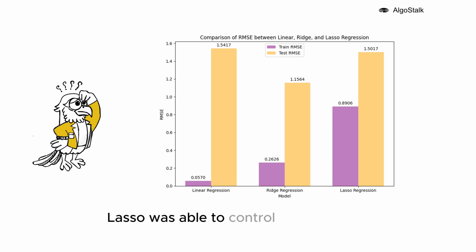Lasso was able to control overfitting by eliminating unnecessary suspects, unlike linear regression, which allowed too much noise to interfere with the case. These results reveal a crucial lesson. Lasso can be more efficient when we have many irrelevant suspects to eliminate. However, in this scenario, Ridge proved to be the superior method since the relationships between the suspects were too strong for Lasso's feature elimination to shine.